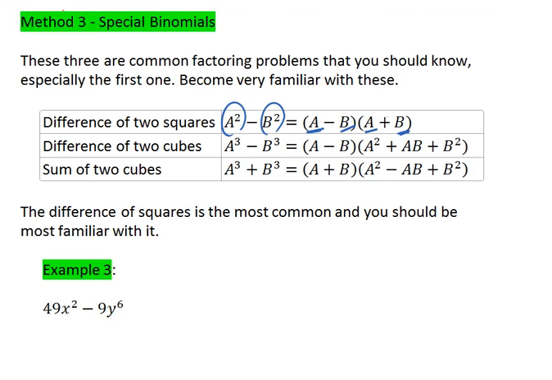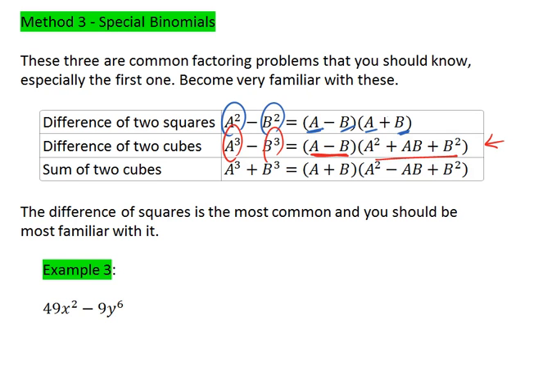The next special binomial is the difference of two cubes. So if you see a perfect cube and a perfect cube, and this might be 125, which is the cube of 5, or 27, which is the cube of 3, and they're being subtracted, then it factors into these two polynomials. Notice we have A minus B, and then A squared, AB, B squared. So what you really just need to remember is where the signs go, and that when we're working with the difference of two cubes, your binomial has a minus in between, and the trinomial is a plus and a plus.